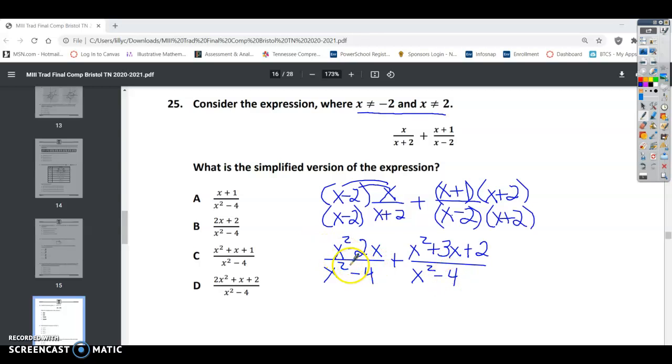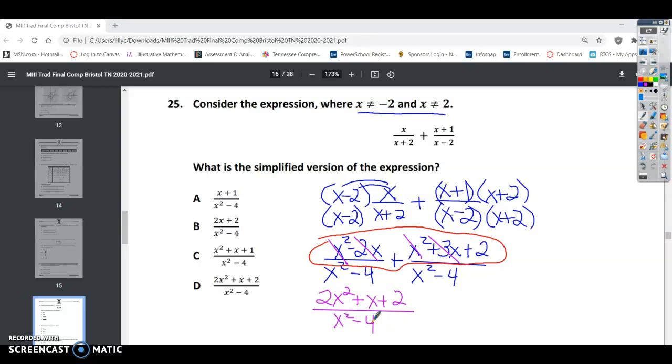All right, now that I have a common denominator, I can combine my numerators. So I can add these together and then keep my denominator. All right, so I've got x squared plus x squared. So I'm going to have 2x squared. And then I've got -2 plus 3, which is plus 1x. And then I have plus 2. And that's going to be over my x squared minus 4.